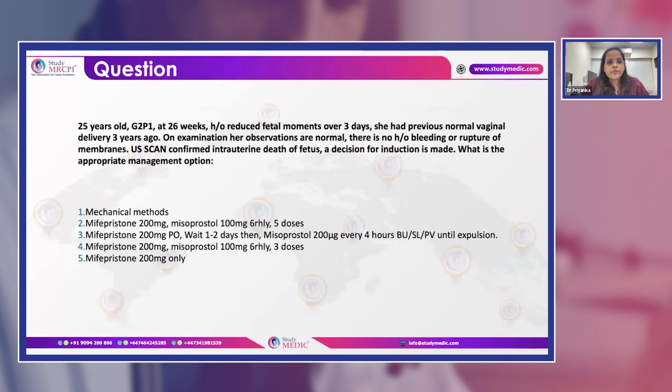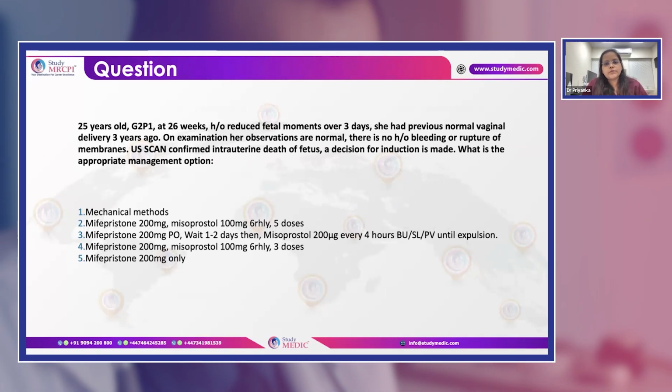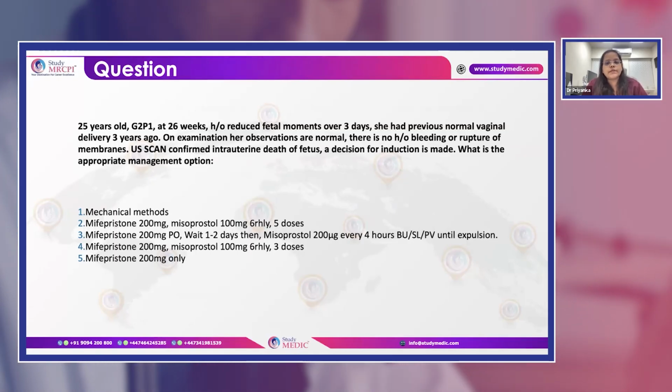Now here is a 25-year-old woman who is gravida 2 para 1 and she is 26 weeks and had come with reduced fetal movements which were present for almost 3 days.